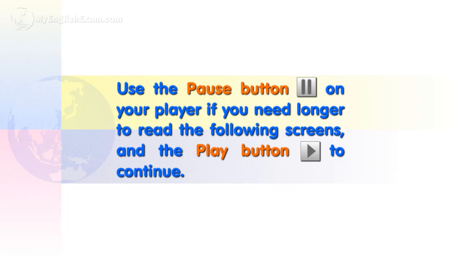Use the pause button on your player if you need longer to read the following screens, and the play button to continue.